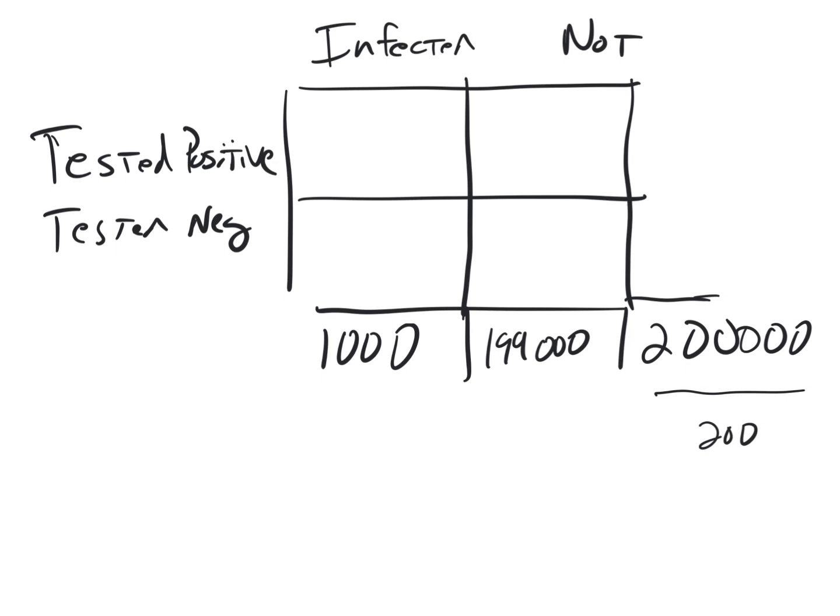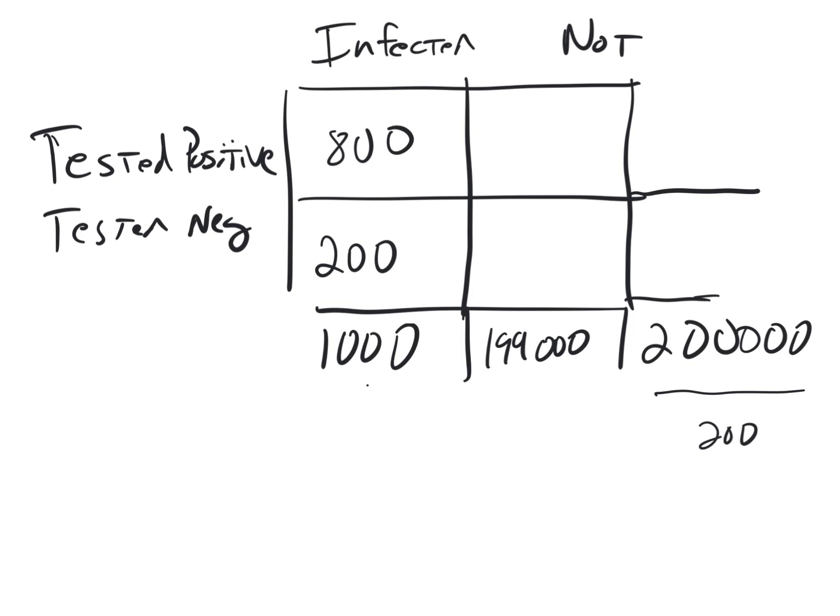Now we can start applying those ideas. If 80% of the people that are infected test positive, that means there's 800 people that are positive and infected. That would mean 200 people would be testing negative, but they're also infected. So the test is missing those 200 people.